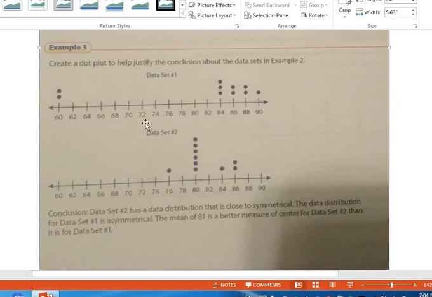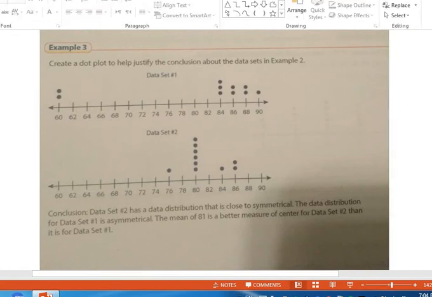So, conclusion. I know that you are experts now, my dear students. Data set number 2 has a data distribution that's close to symmetrical. The data distribution for data set 1 is asymmetrical. This is the opposite of symmetrical. The mean of 81 is a better measure of center for data set 2, because it's symmetrical here, right?